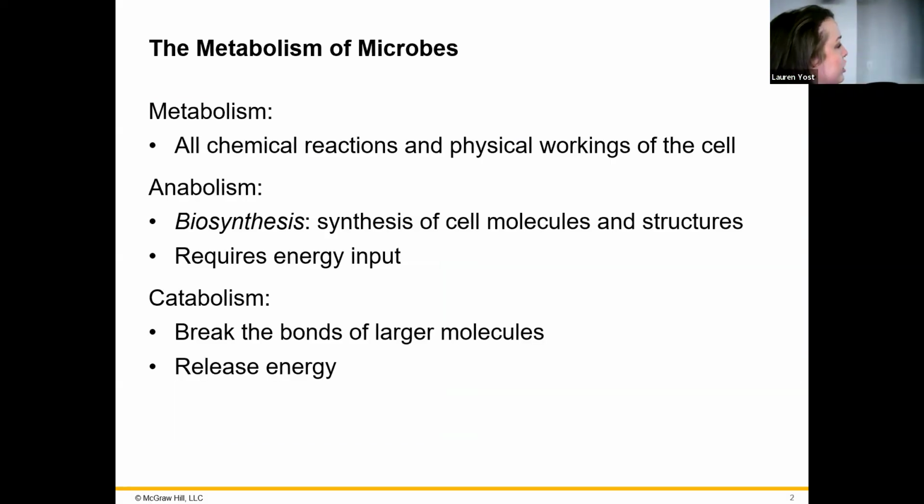First of all, metabolism in general, that's all of the chemical reactions and the physical workings of the cell. So yeah, when people are talking about your metabolism being slower than somebody else's or whatever, that still applies. They're still talking about chemical reactions, but it's actually a bigger picture than that, okay? That can be divided up into anabolism and catabolism.